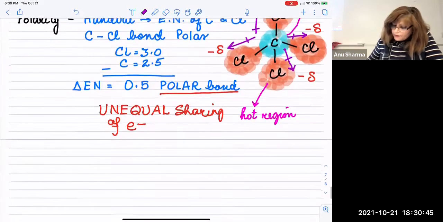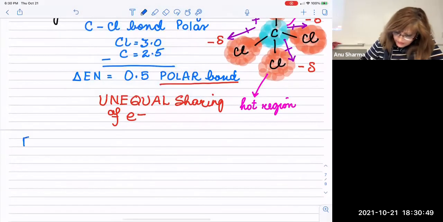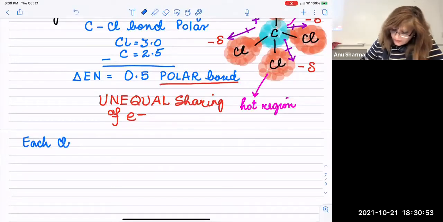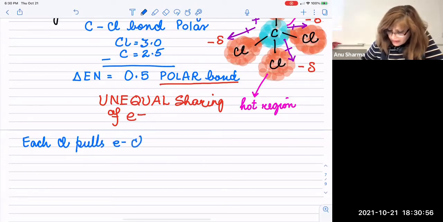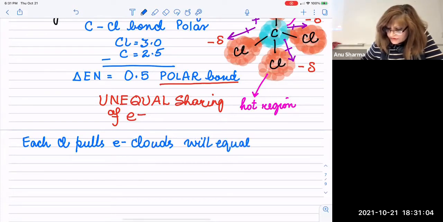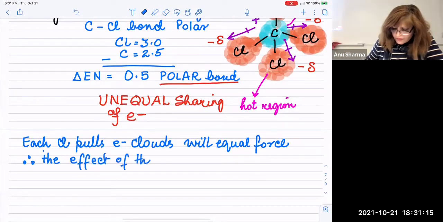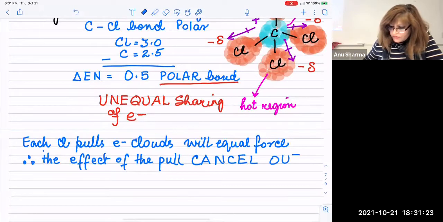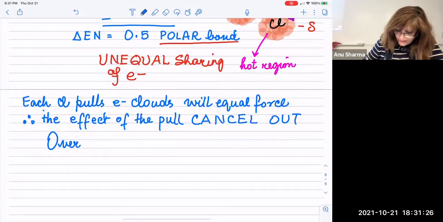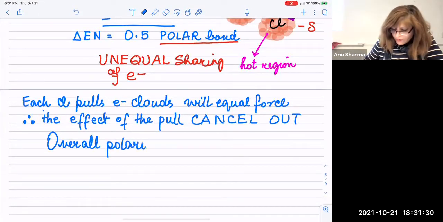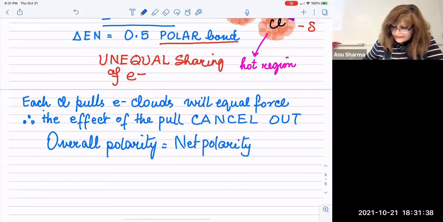So there is equal pull. Each chlorine pulls the electron clouds with equal force, because they're all chlorines. Therefore, the effect of the pull cancels out. So what happens then? The molecule's overall polarity becomes 0. Overall polarity also means net polarity. Net polarity is equal to 0.